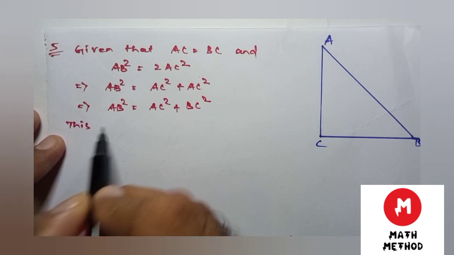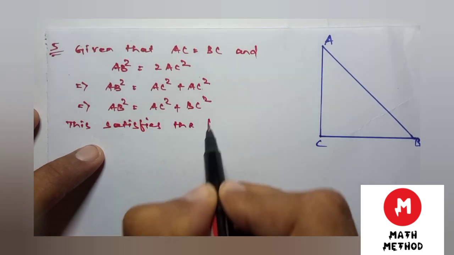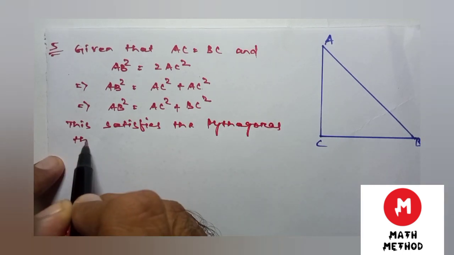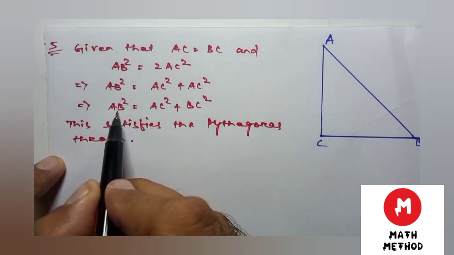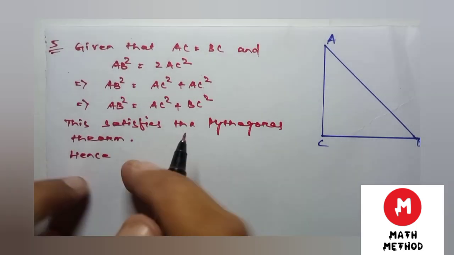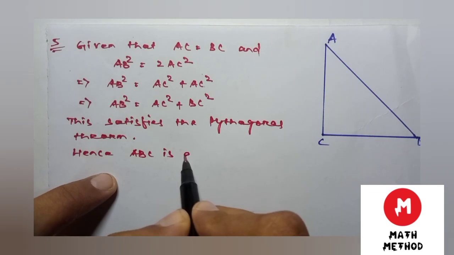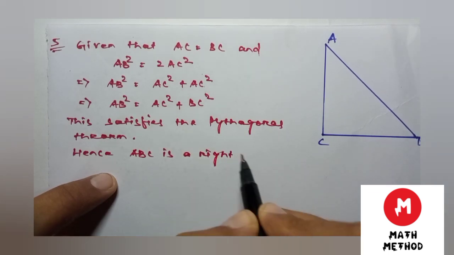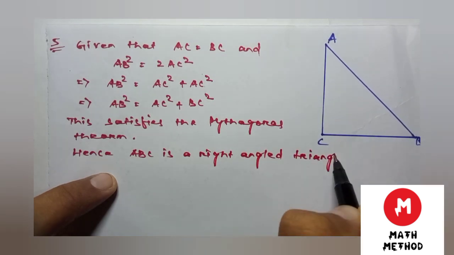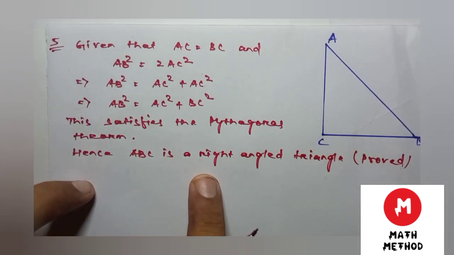So this satisfies the Pythagoras theorem. So AB is the longest side. Clear? Hence ABC is a right angle triangle. This is proved. Clear? This is the converse question of question number 4.